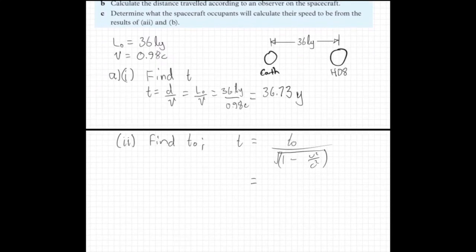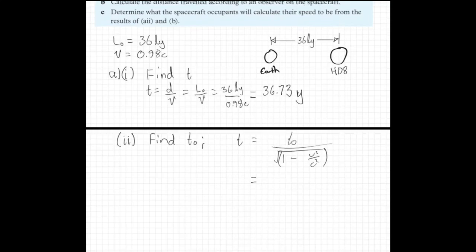And we get, oh, I cheated. Yeah, I was just going to give you the answer, but I should probably show you some of it. So we have to rearrange. We end up doing, we're finding T0. T0 equals T times the Lorentz factor, square root.